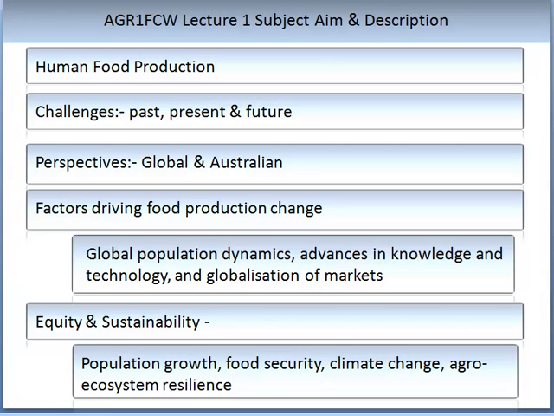This subject explores human food production, its current and future challenges from both the Australian and the global perspectives. Students will develop a comprehensive understanding of the evolution of human food production and the key factors driving change in food production systems. Contemporary food production drivers such as global population dynamics, advances in knowledge and technology, and globalization of markets will be explored among other topics in this subject.